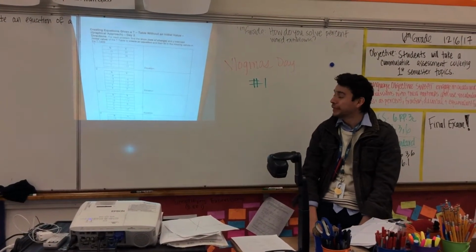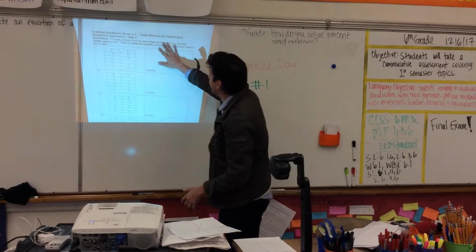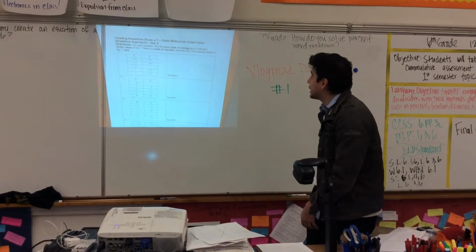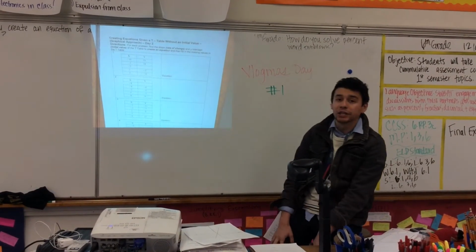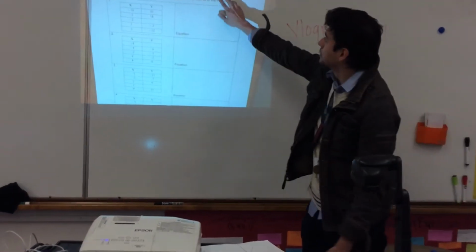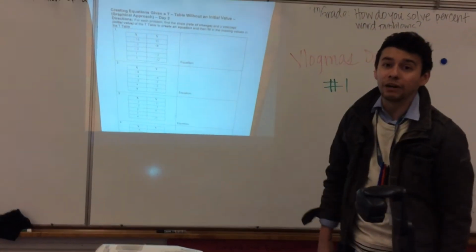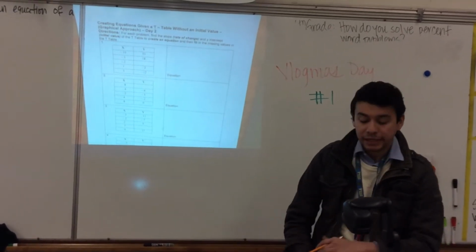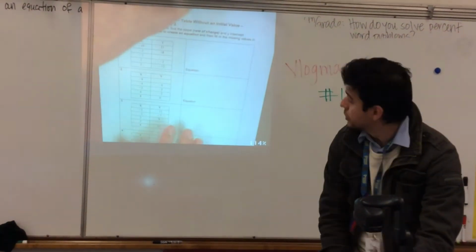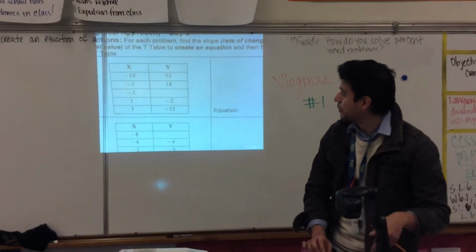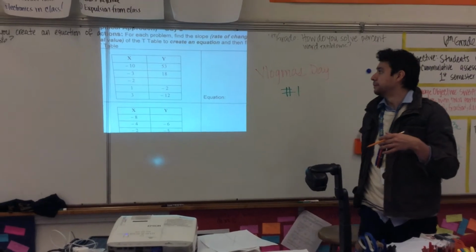Now, what we're going to be doing today is, as you can see by the title of the worksheet which you have, we're going to be finding the equation of a line given a t-table without the initial value, without the y-intercept. So this is what we're going to be doing, okay? Given this t-table, let me zoom in. There's different ways that you could solve this problem.